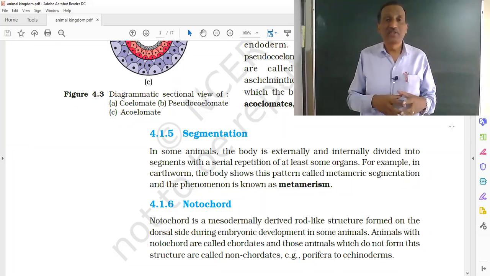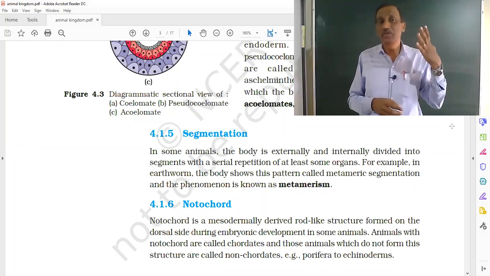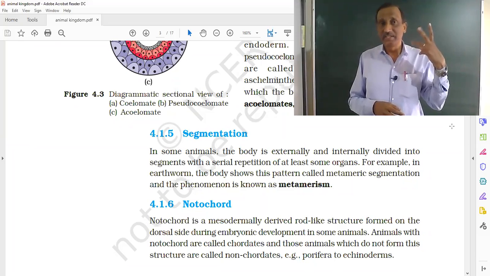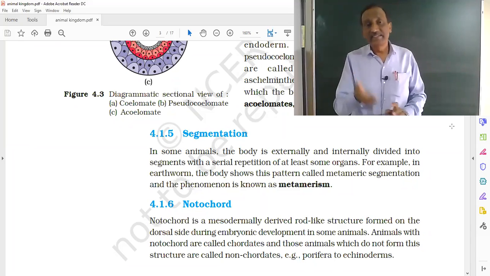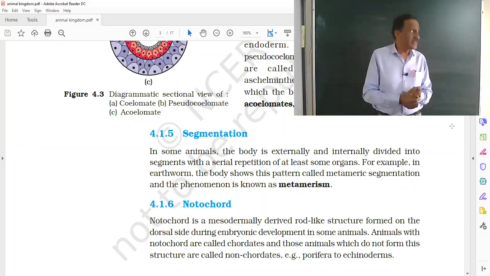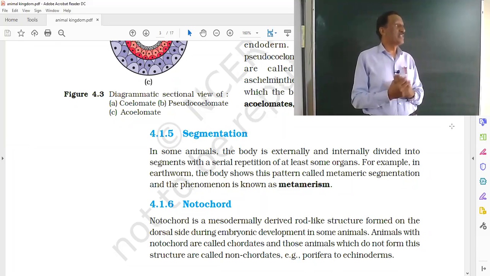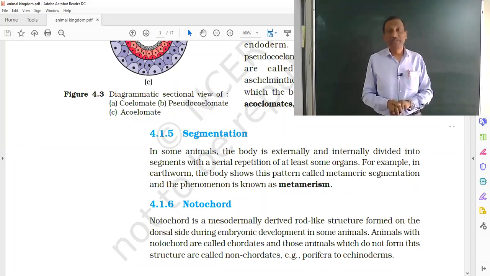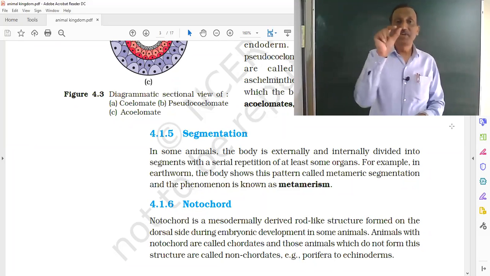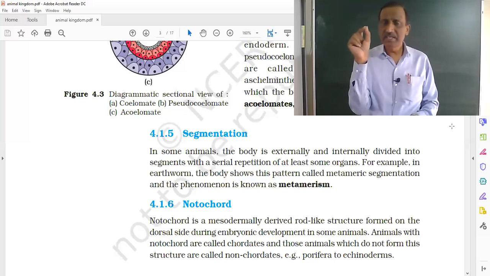How will we classify? So for classification we need some criteria. What are the criteria? We have already done four criteria: the level of organization, then germinal layers, then symmetry, and then coelom. Next is segmentation. You might have seen there are some animals in which the body is segmented. For example, if you have seen the earthworm, the body of the earthworm has small segments.